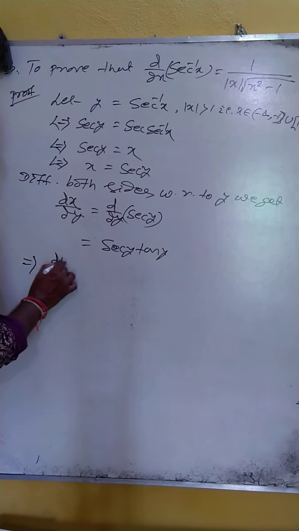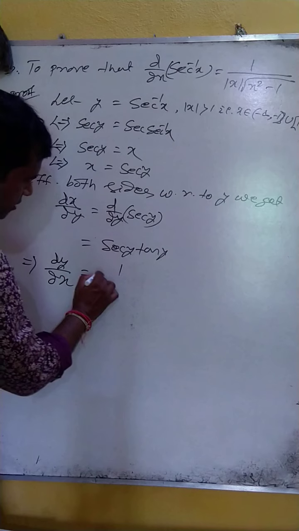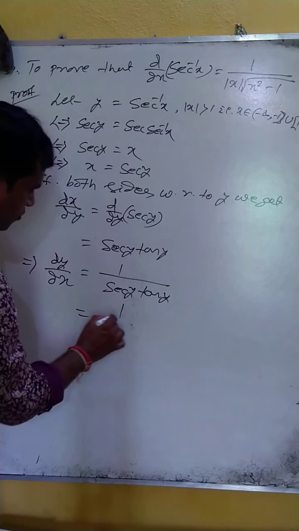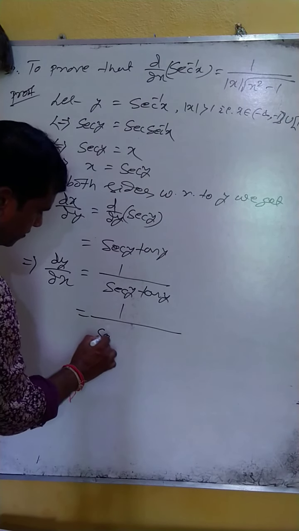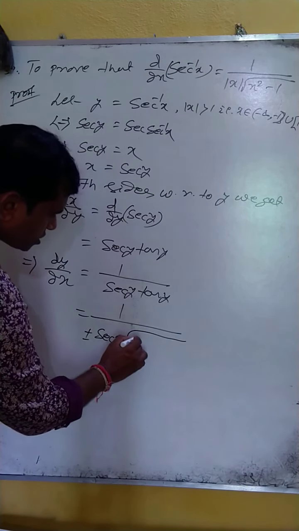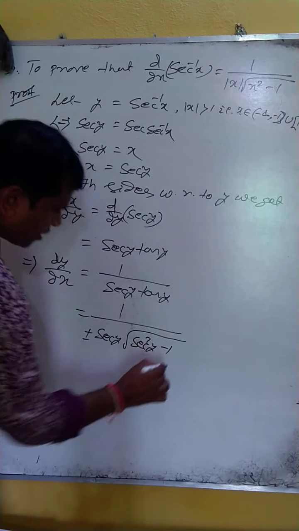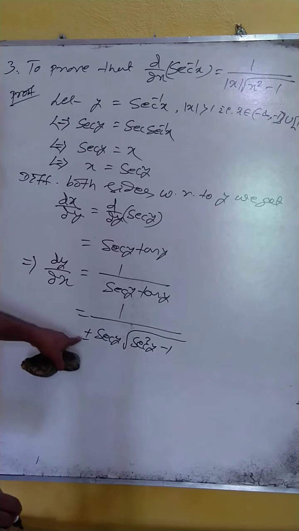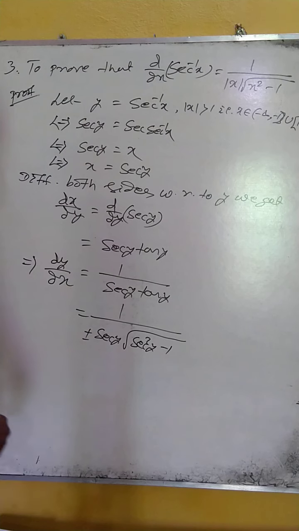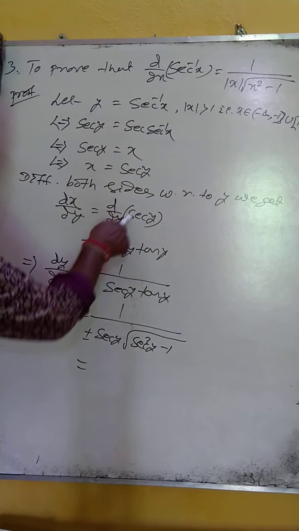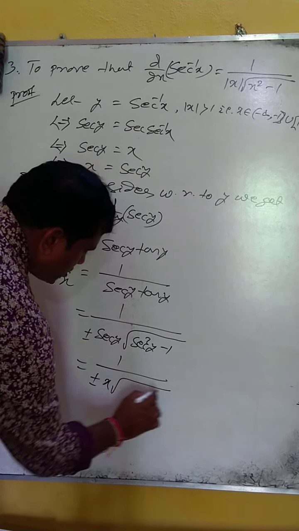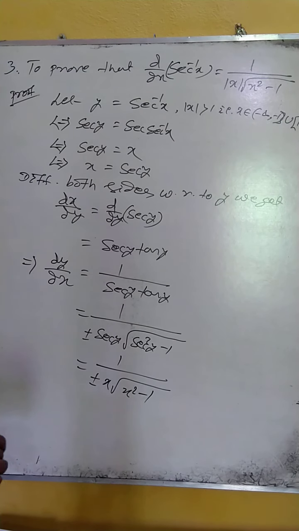That implies dy by dx is equal to 1 by sec y into tan y, that equals 1 by sec y into plus minus tan y, where tan y is the root over of sec square y minus 1. So we write plus minus sec y into the root over of sec square y minus 1. Since sec y is equal to x, we can write plus minus x root over of x square minus 1.